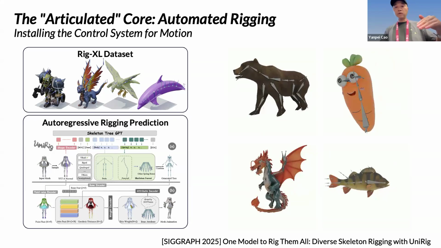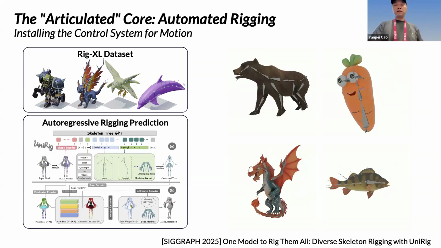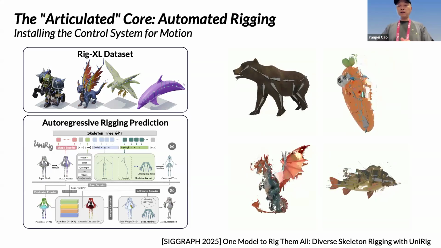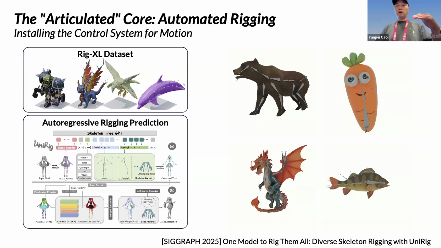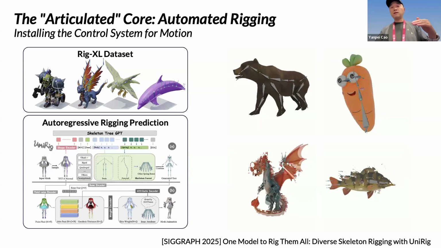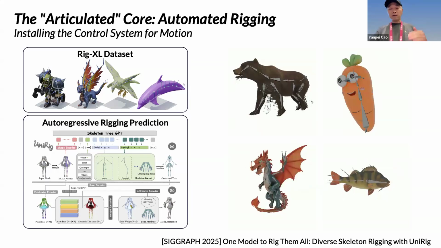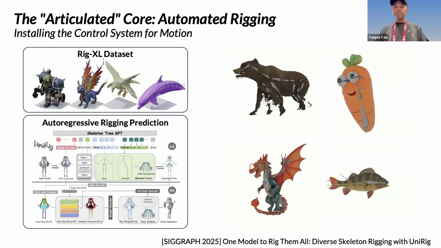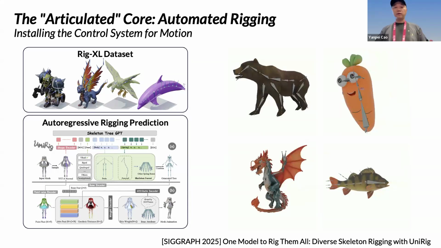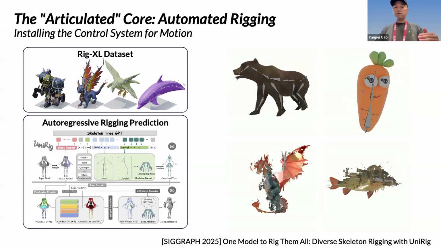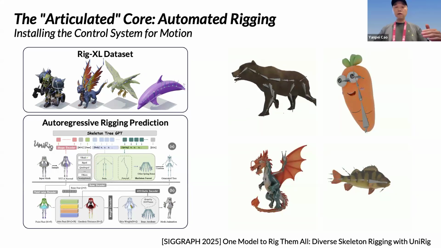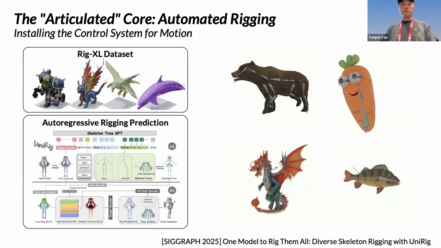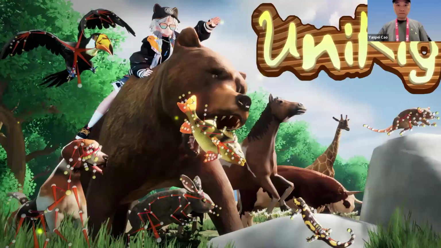So, moving way beyond just standard humanoids. And it's built on a dataset we collected called the Rig-XL dataset. And this dataset covers a massive range of topologies and rigging schemes. Then how does it predict the rig? Well, the core is an autoregressive rig-predicting process. You can think of it like a skeleton tree GPT.